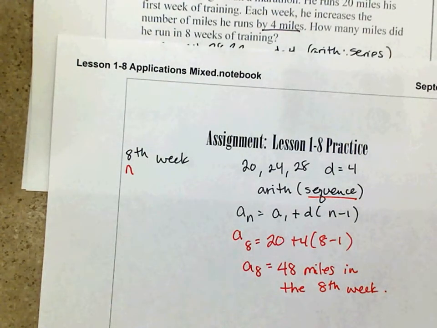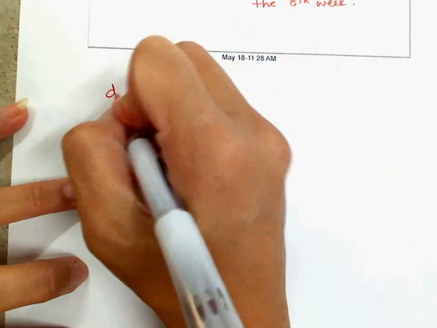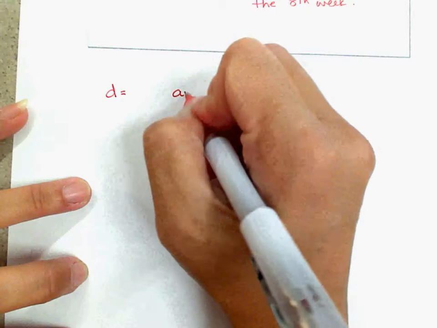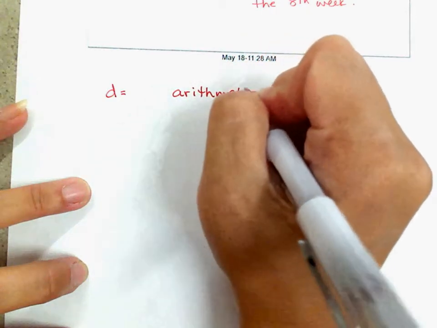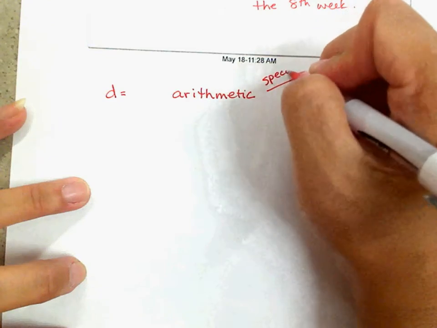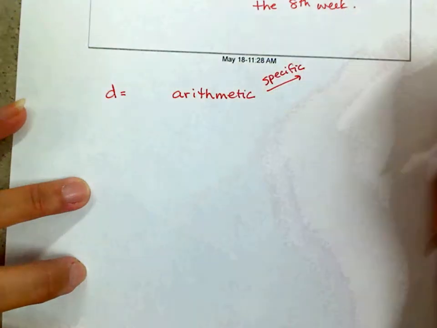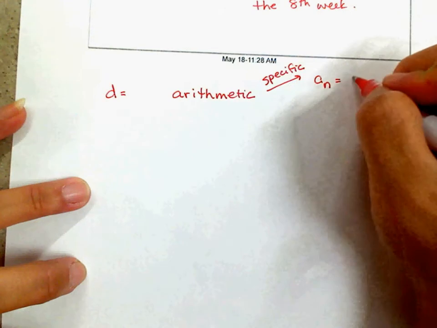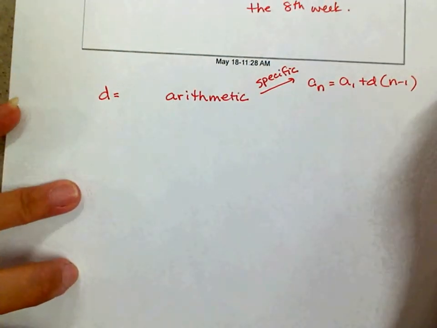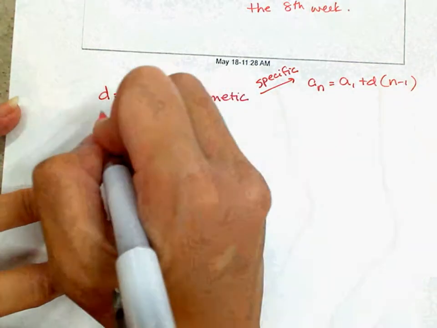Okay. So to go over it all, let's refresh your memory. If you have a D, you are going to use arithmetic. Now, in arithmetic, if you're looking for something specific, you are going to use this formula: a sub n equals your first term plus your D times (n minus 1). You guys got that? Okay? This is if you are adding or subtracting. You have to determine which one it is first.